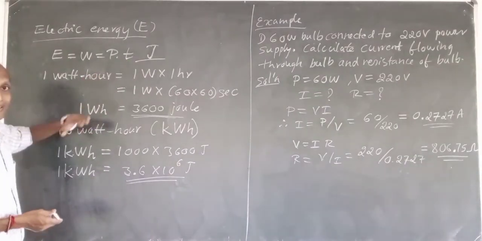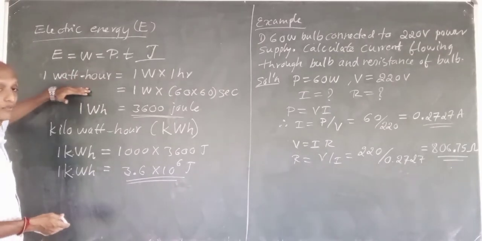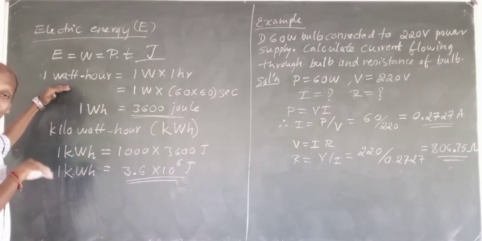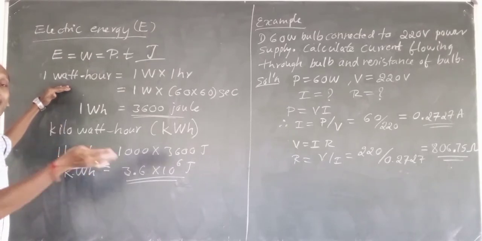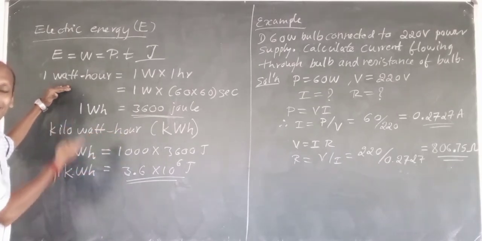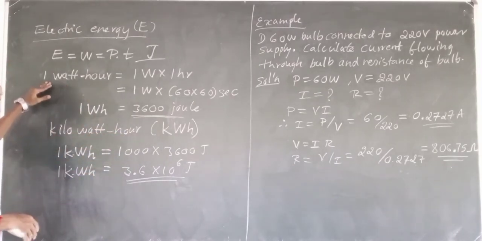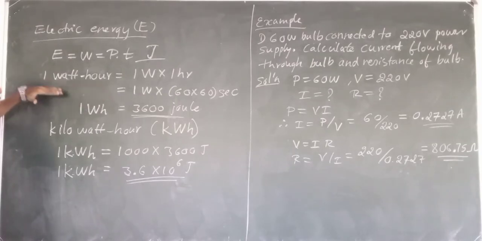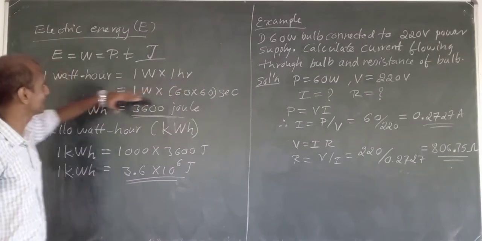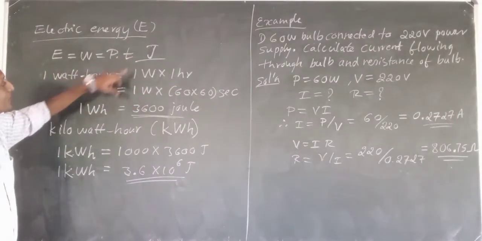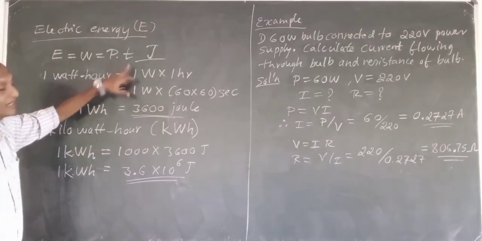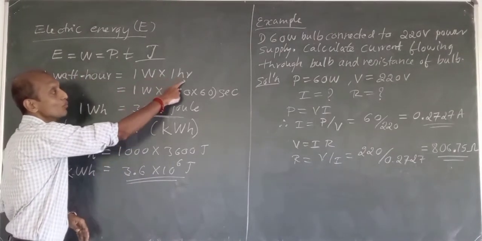That is what we have seen here. We will be going for a unit called watt hour, and in that unit we will do the electrical energy calculation. So 1 watt hour is equal to 1 watt into 1 hour. Watt is the unit of power, and hour, in the sense seconds, is the unit of time. So 1 watt into 1 hour.